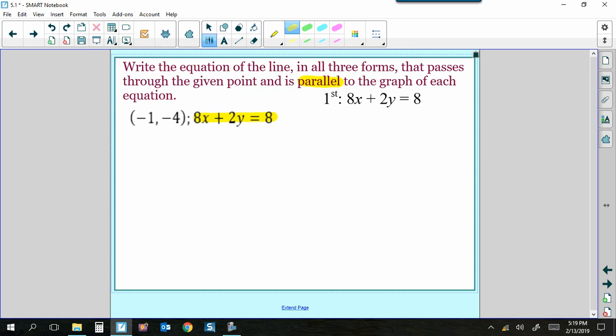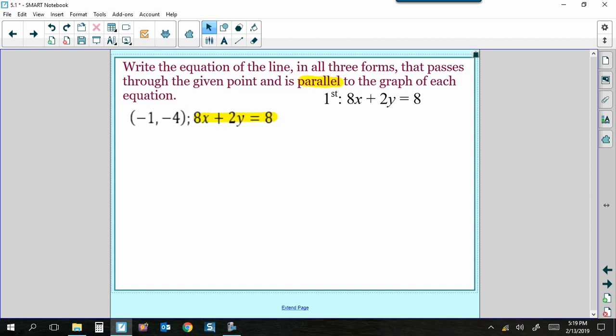So if we're thinking parallel, if we go back to the beginning of our notes and we were thinking about the lines and the equations of our lines, parallel meant what? That those slopes were the same if you look back at that observation. Oh, that's right. So I need to be able to look at 8x plus 2y equals 8, and I need to identify what that slope is.